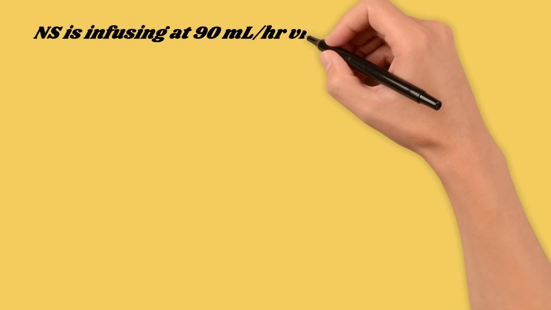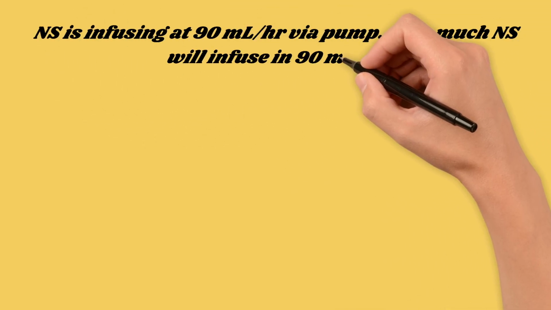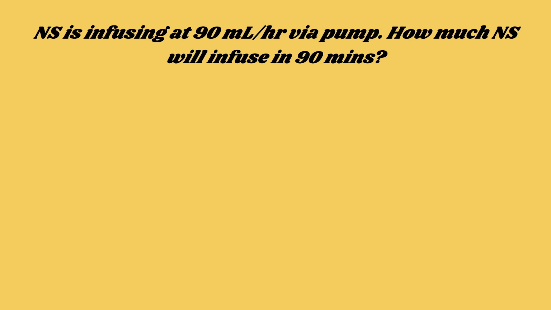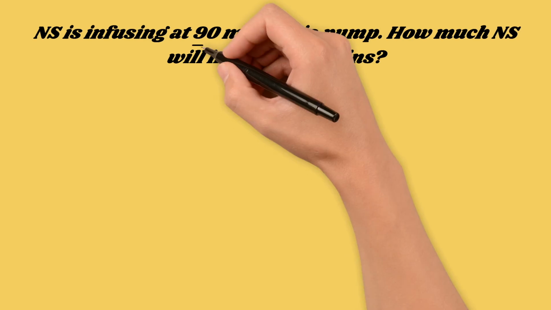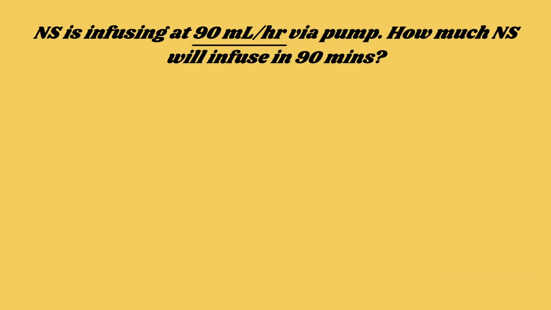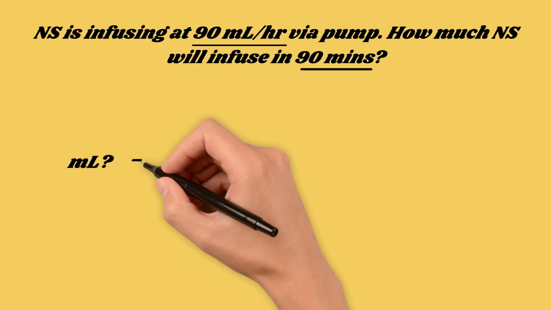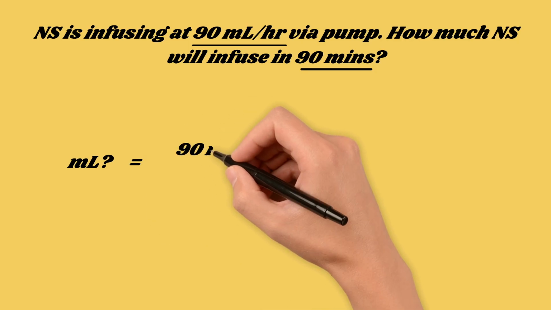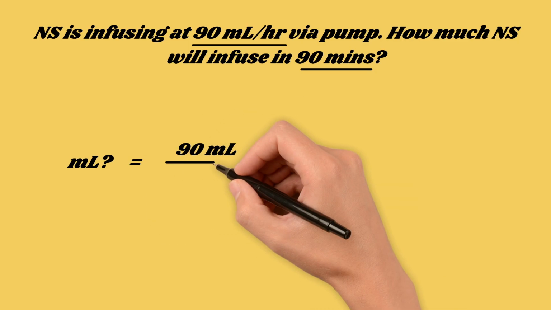Normal saline is infusing at 90 mLs per hour via pump. How much normal saline will be infused in 90 minutes? We'll underline our key pieces here, which is 90 mLs per hour and 90 minutes. We're looking for mLs. So we'll take our 90 mLs per hour and put it with the mLs on top. And we need to cancel out our hours because all we're looking for is mLs.